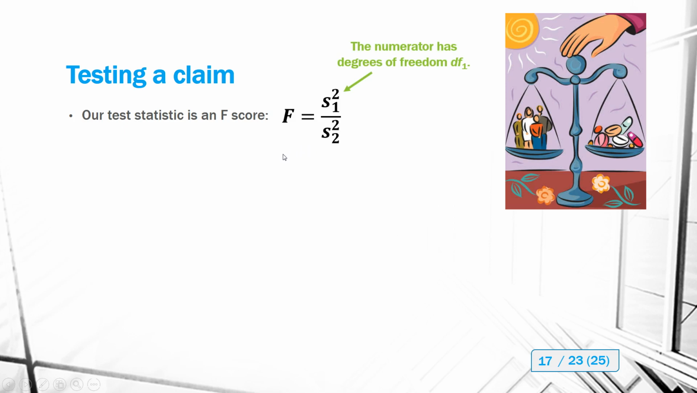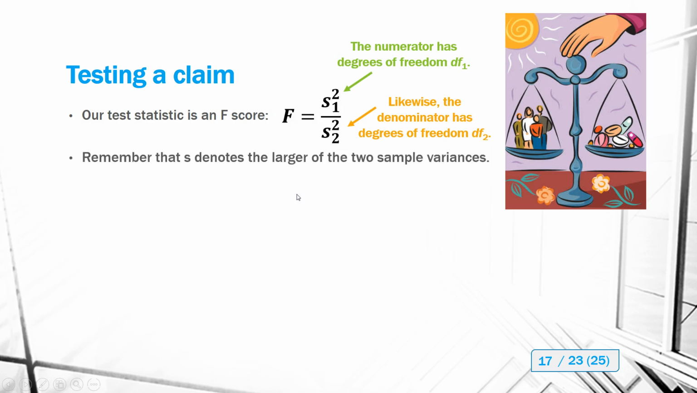The numerator has degrees of freedom df1. Again, because this is the first sample, and it's the first sample not because it's described first in the problem necessarily, but because it has the larger variance. Likewise, the denominator has degrees of freedom df2. Remember that the lowercase letter s denotes the larger of the two sample variances. There really should be s squared, since the lowercase letter s is sample standard deviation. So it really should be squared. I'll have to make a note to correct that. So s squared sub 1 denotes the larger of the two sample variances.